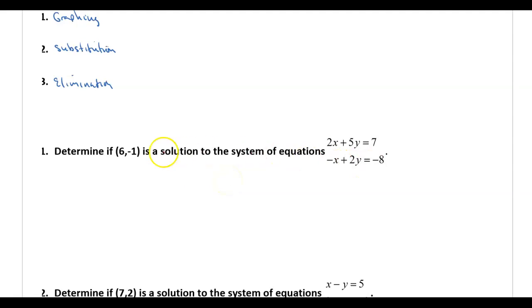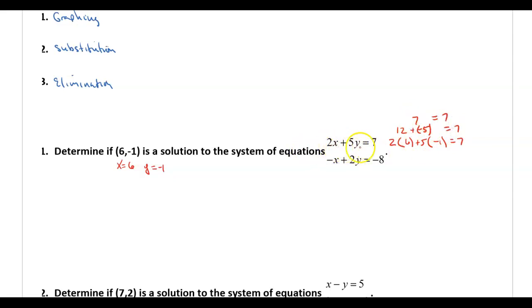It says determine if (6, negative 1) is a solution to this system of equations. In this ordered pair, we know x has a value of 6, y has a value of negative 1. So I'm going to plug (6, negative 1) into the top equation. I'm going to say 2 times, kick x out, replace it with 6, plus 5 times, replace y with negative 1, equals 7. Now, if I evaluate this, is 12 plus negative 5, or minus 5, going to equal 7? Well, yes, 7 equals 7.